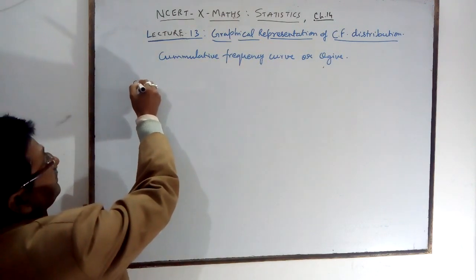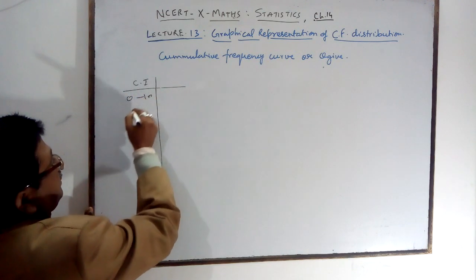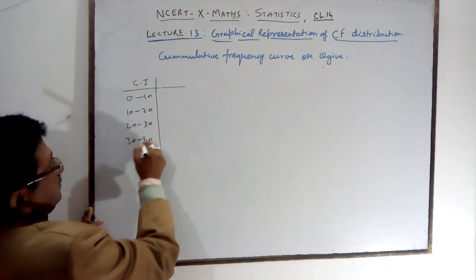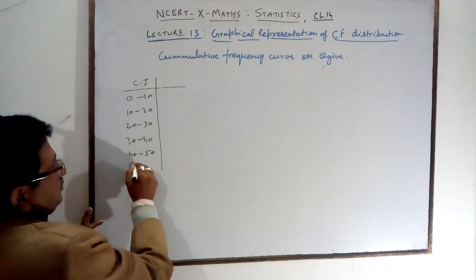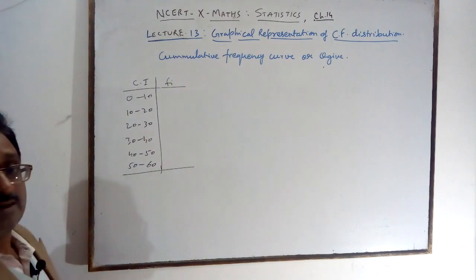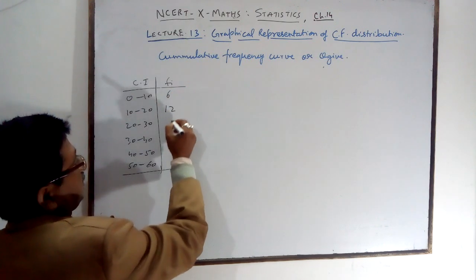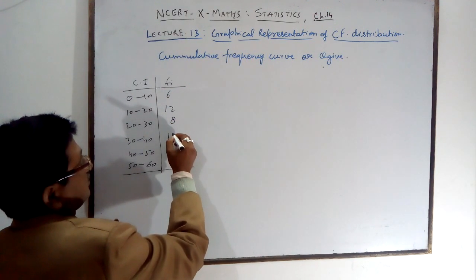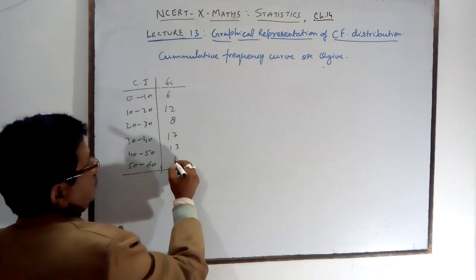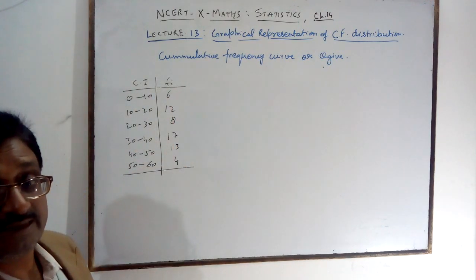Suppose a class interval is given: 0 to 10, 10 to 20, 20 to 30, 30 to 40, 40 to 50, 50 to 60. The frequencies given are 6, 12, 8, 7, 17, 13, 4. This is the frequency distribution. You want to find out the median by this.